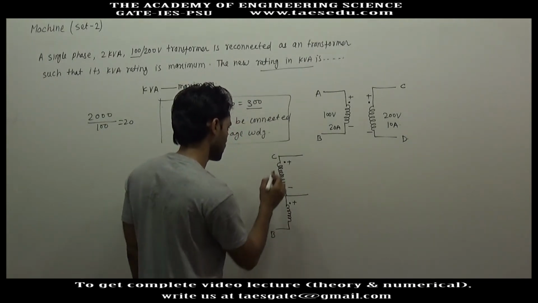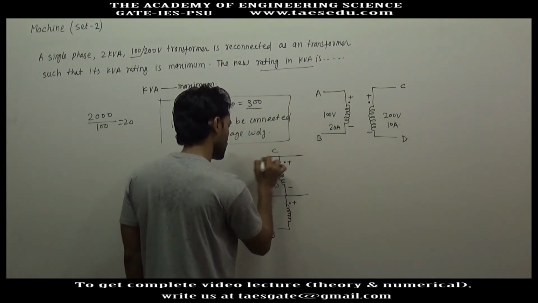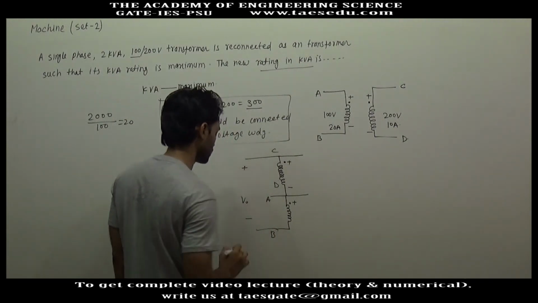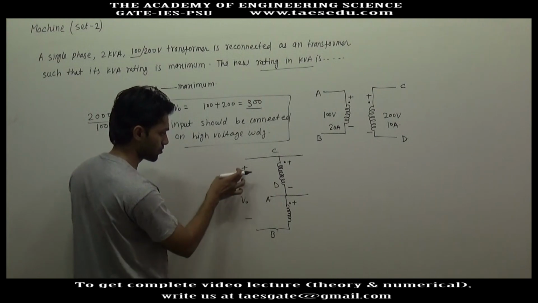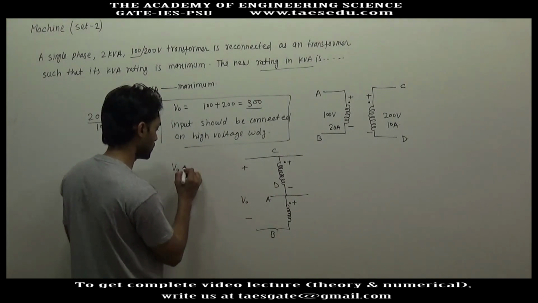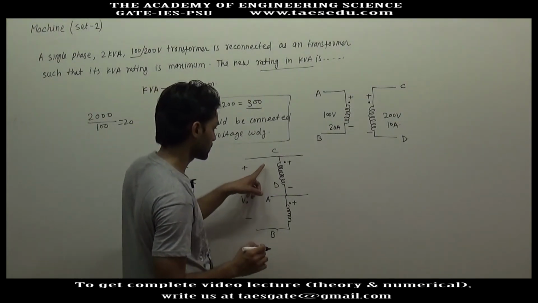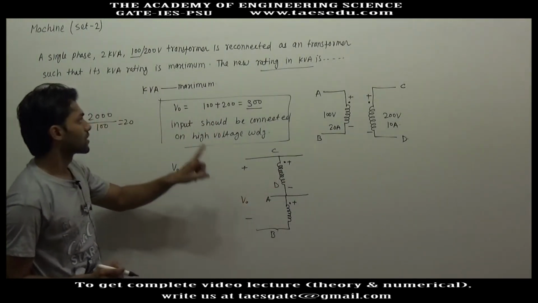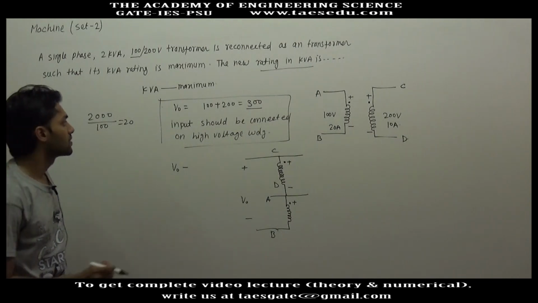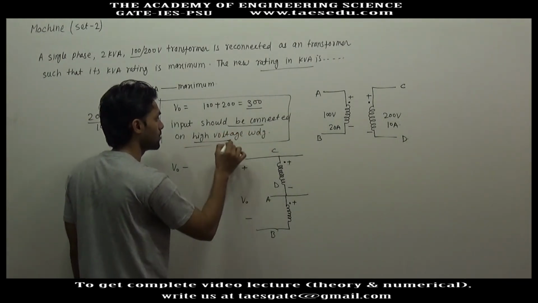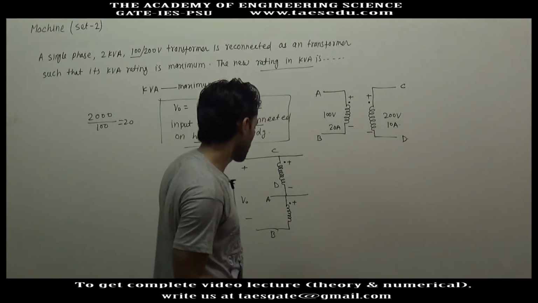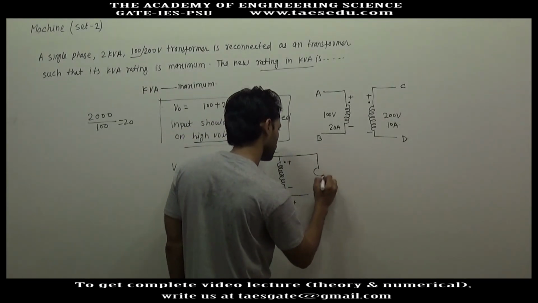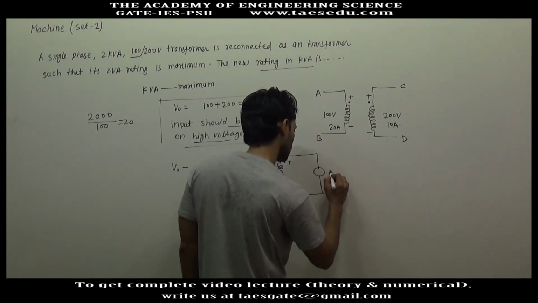This is 200 volt winding, this is 100 volt winding. Let's say you are taking output here. So from this negative to positive you will have gain of output. This is 200 volt winding, and for obtaining maximum kVA the input should be connected on high voltage winding. So where input should be connected? This is high voltage winding, so let us connect an input here.